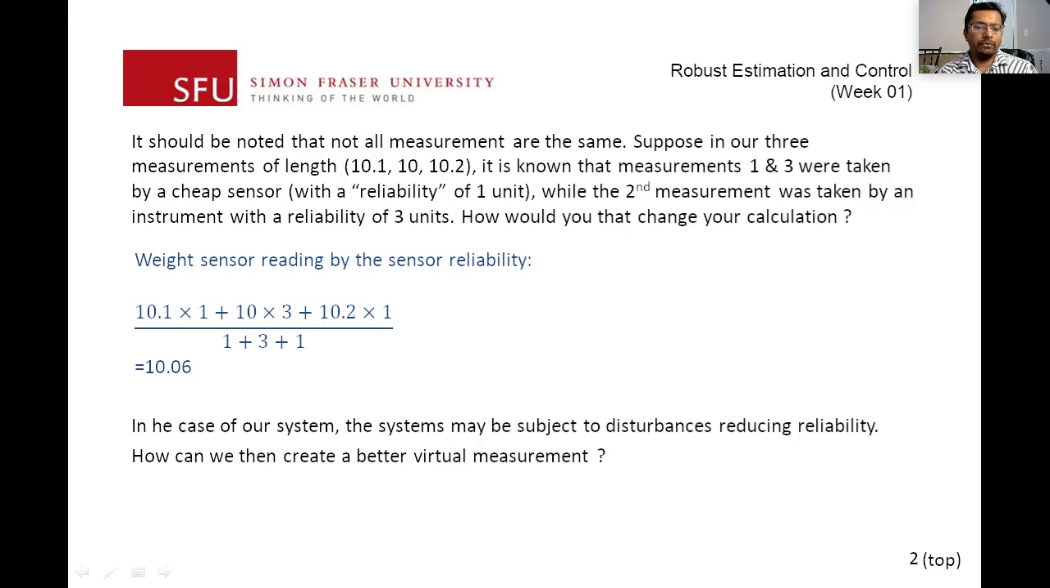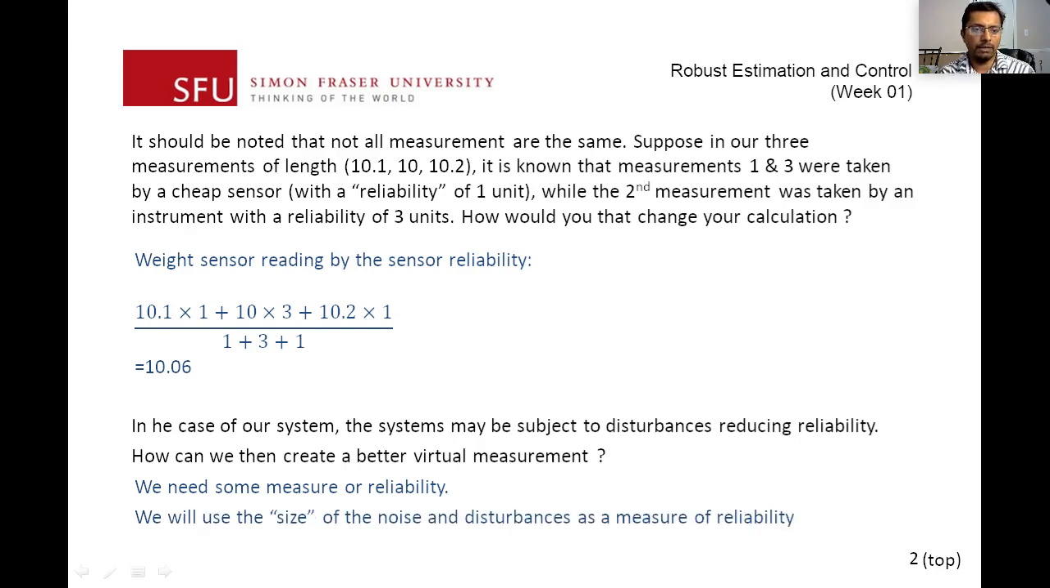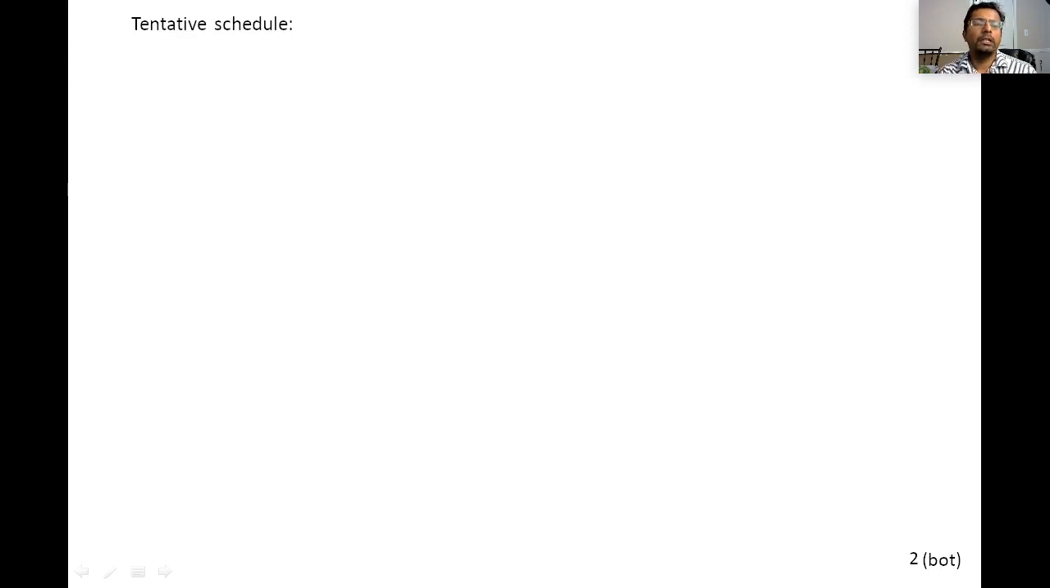So let's go back and see how we can do this in a similar way. What we need to do is come up with some measure for the reliability of the system. So what we do is we use the size of the noise and the distribution as a measure of reliability. The entire course would focus on doing this, essentially figuring out how we would come up with this measure.